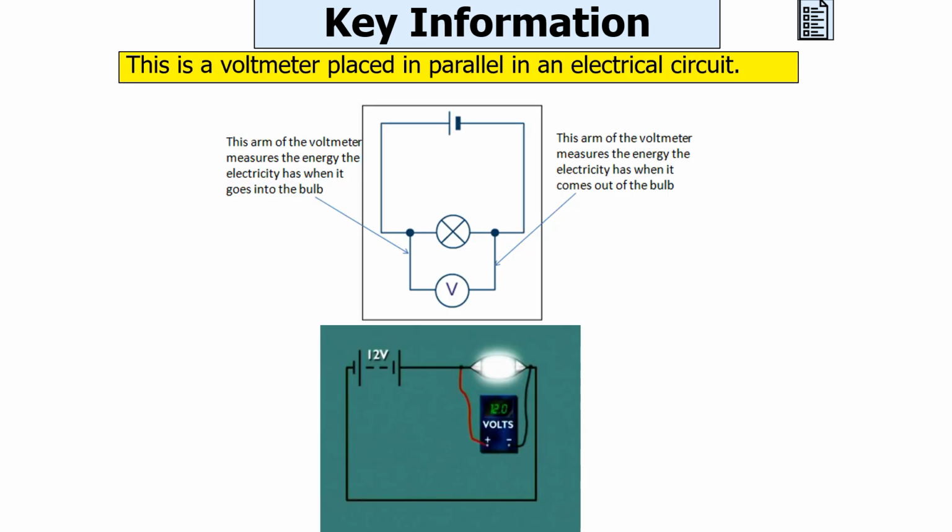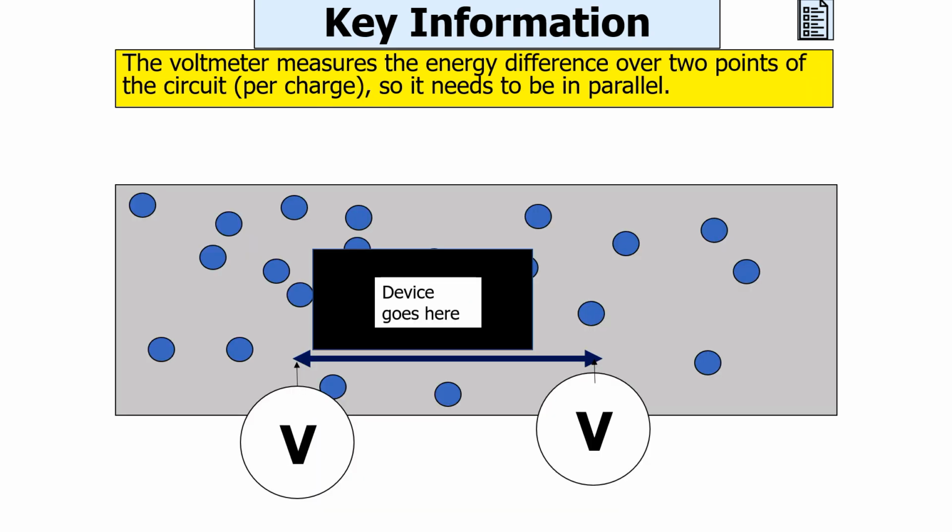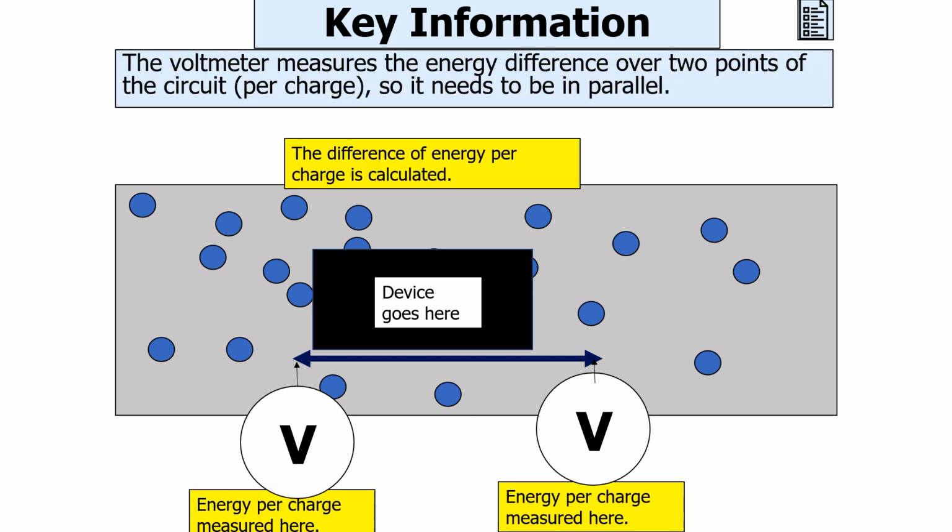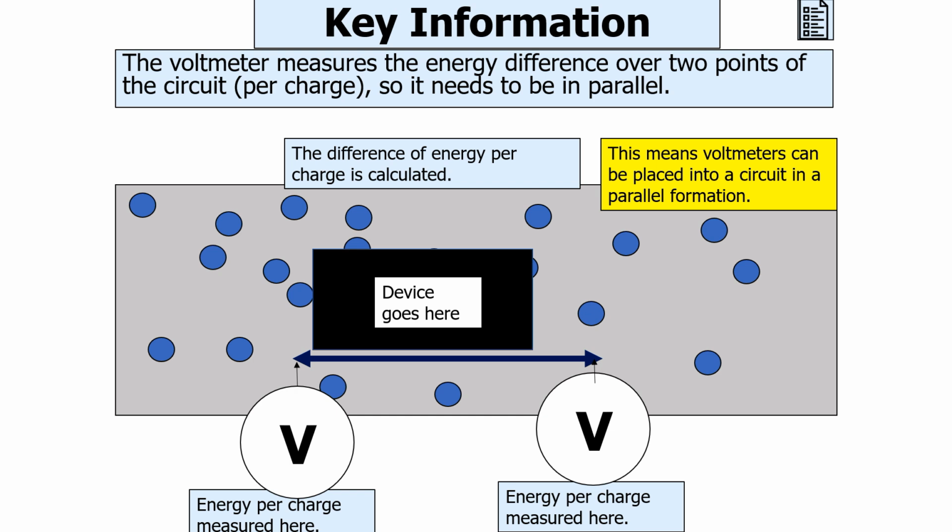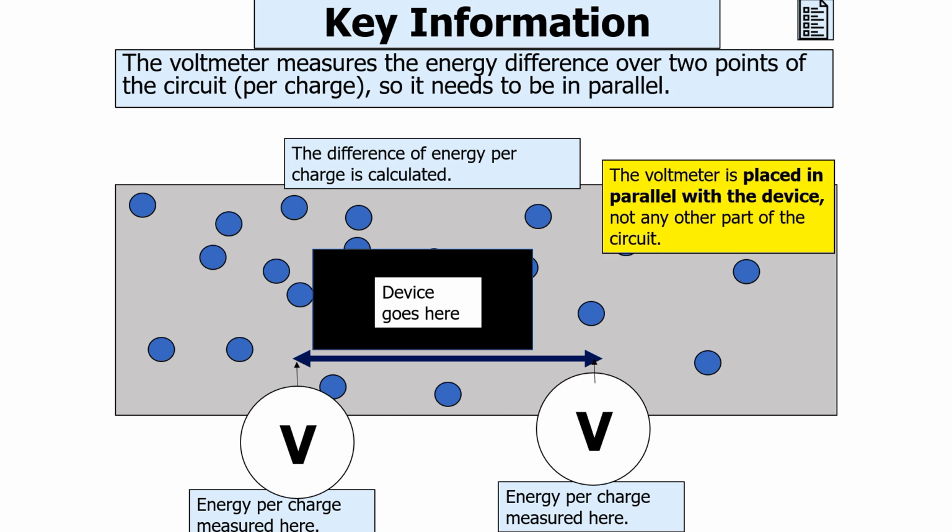The voltmeter is placed in parallel in an electrical circuit. The voltmeter measures the energy difference over two points of the circuit per charge, so it needs to be in parallel. The difference of the energy per charge measured before and the energy per charge measured afterwards allows you to calculate your potential difference. So this means voltmeters can be placed in a parallel formation in the circuit, but it must be placed in parallel with the device you are measuring, not any other part of the circuit.